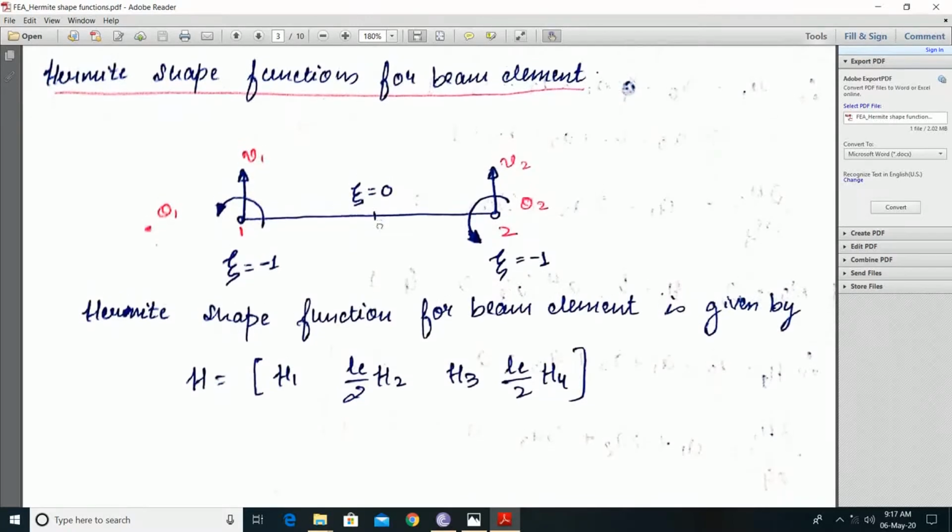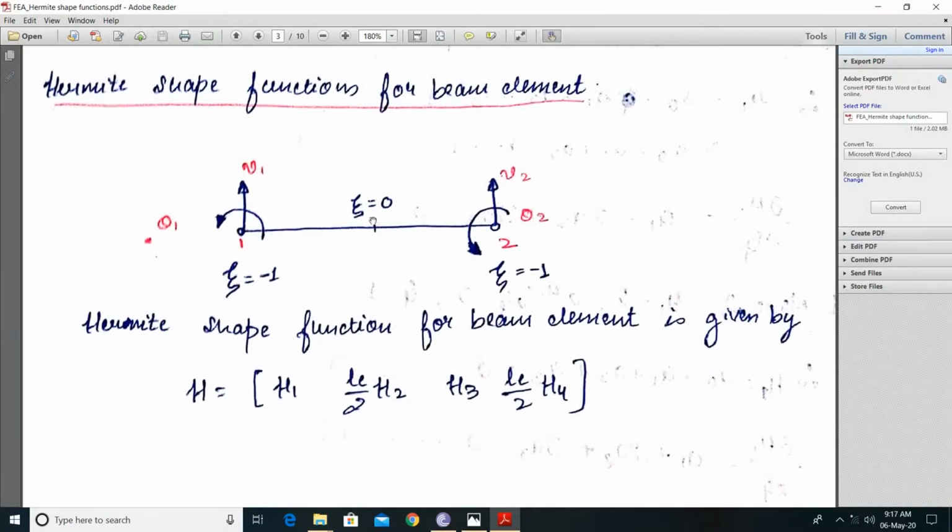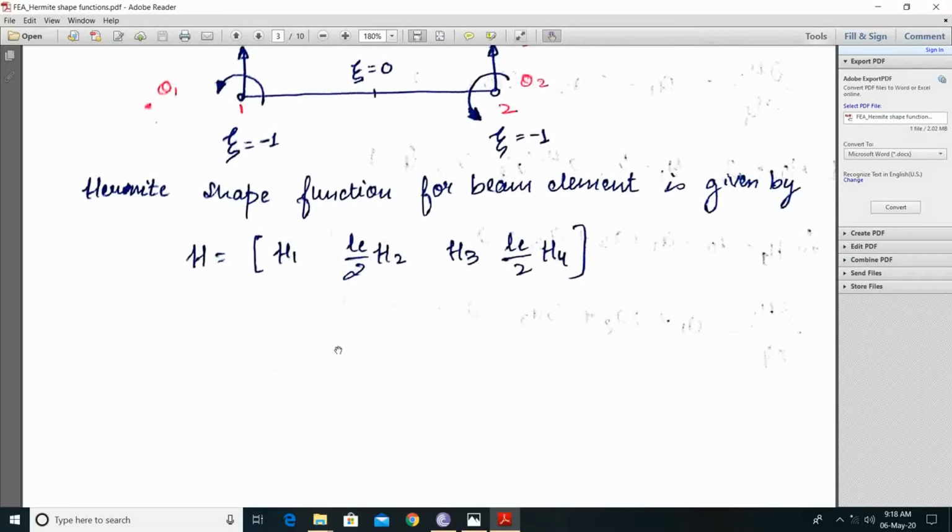Now since we are deriving it in terms of natural coordinates, we know that the values of natural coordinate vary from -1 to +1. As shown over here in the element, at the center of the element the value of xi is equal to 0, and to the left it is -1, and to the right it's +1. So from the above we know that the Hermite shape function is given by H equal to H1, Le by 2 H2, H3, Le by 2 H4.